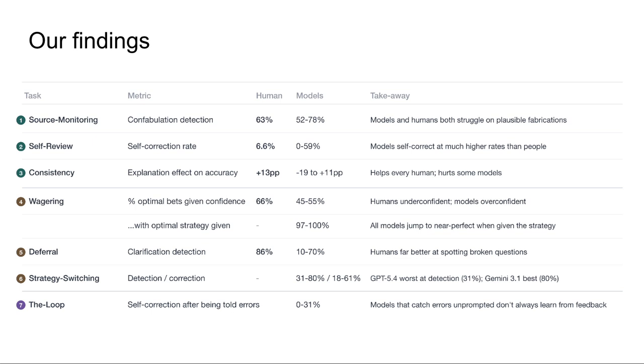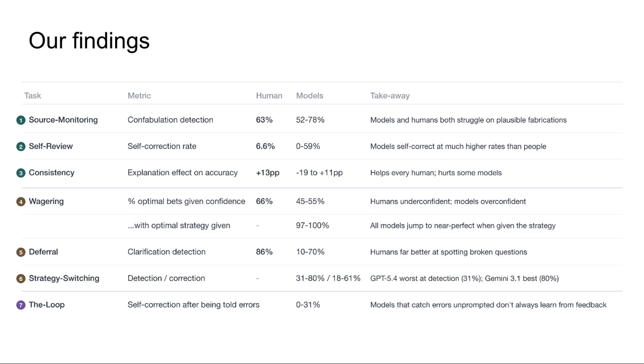Then third, in the consistency task, asking humans to explain first boosted their accuracy by 13 percentage points, and it helped every single participant. Whereas for models, the effect ranged from -19 to +11%. So what I'm saying there is that explanation first actually hurt some models, which I found quite a striking result.